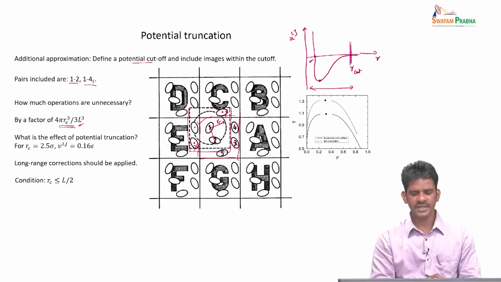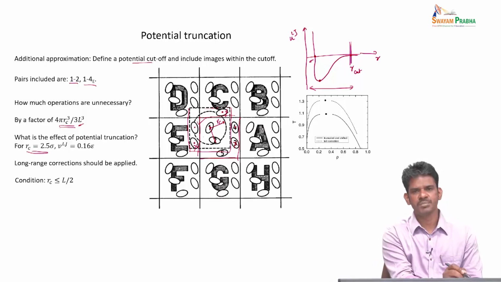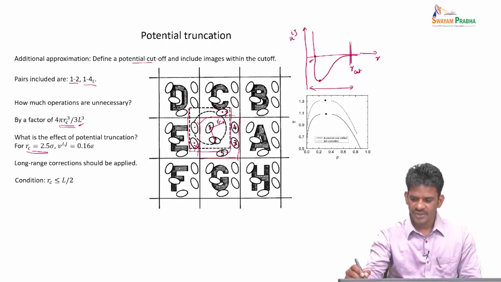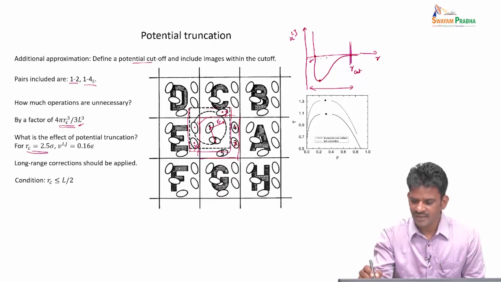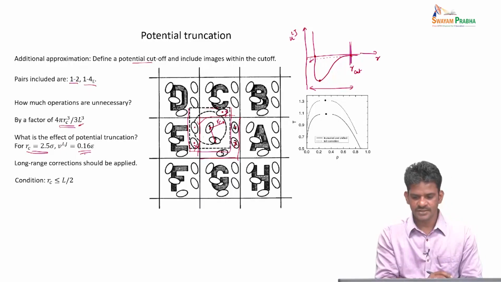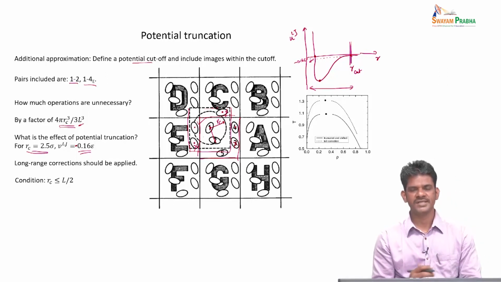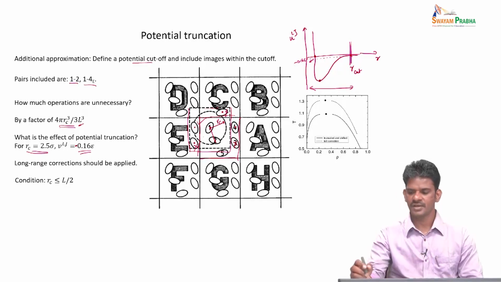Now, cutting the potential at a particular distance, and where to cut it, becomes an important question. As far as Lennard-Jones potentials are concerned, it is usually cut at 2.5 sigma or sometimes even 3 sigma. When you look at 2.5 sigma, at this point the potential energy will be very, very small. We calculate the potential energy corresponding to R cutoff. Actually, there is a minus sign here: the potential energy is minus 0.16 epsilon. So you are basically truncating the potential from this point, and after that you are neglecting it.